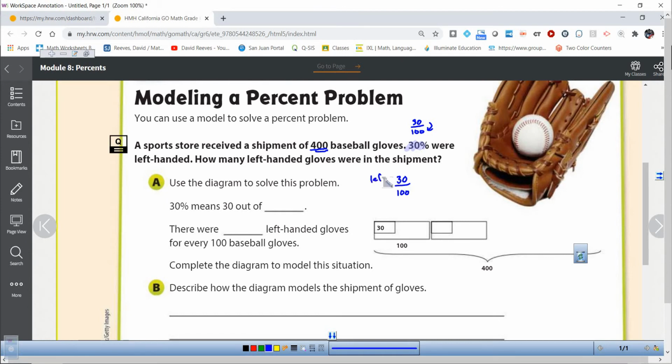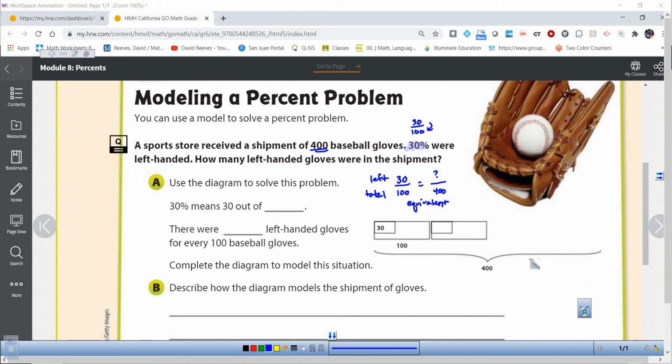So we have left and we have total. For every 100, 30 are left-handed. And we know we have a total of 400. So the question is, how many do we need out of that total of 400 that would be equivalent? Do you remember that word equivalent? Equivalent means it's equal in value, even though it looks different. How many do we need out of the entire shipment to equal 30 out of 100?